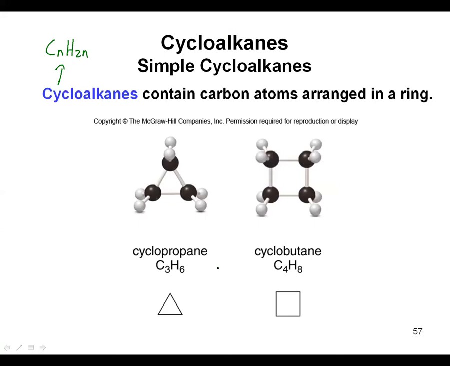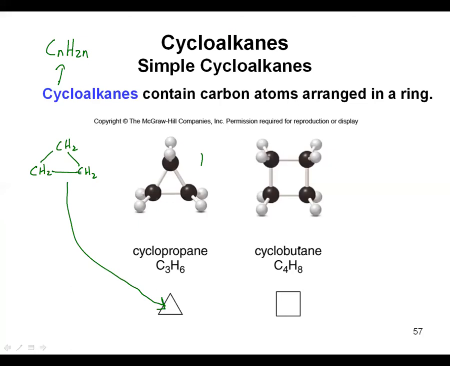A lot of times they are drawn in that line formula. And remember, in the line formula, everywhere there's sort of an end of a line or a point, if you will, is considered a carbon. So again, this is the same as this guy over here, the triangle. And cycloalkanes are named the same way. It basically has 3 carbons, which is based off of propane. And because it's a sort of ring structure, we put the cyclo in front of it. So this is cyclopropane, all one word.